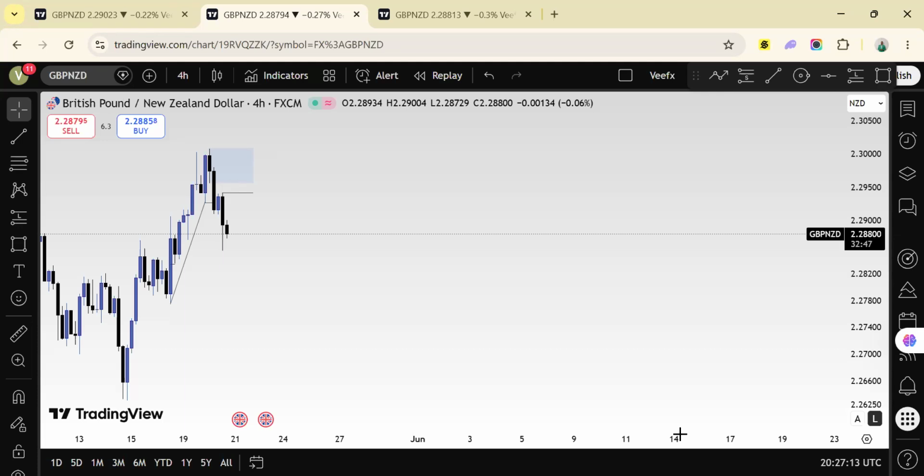Now, market structure is basically how price moves, right? Make sure you're taking notes, make sure you're following as well. Market structure is basically how price moves in the markets. Now, there are three ways that price moves in the markets. There are three ways that price makes its movement, right?